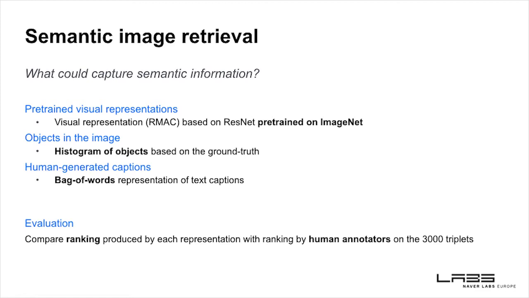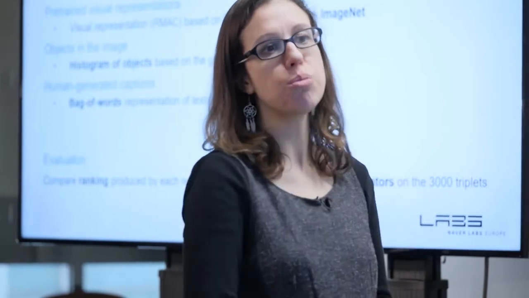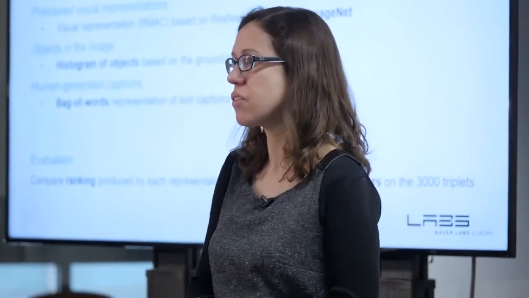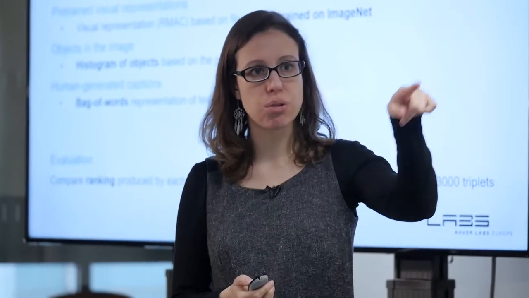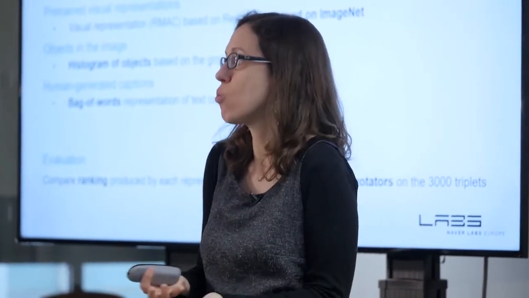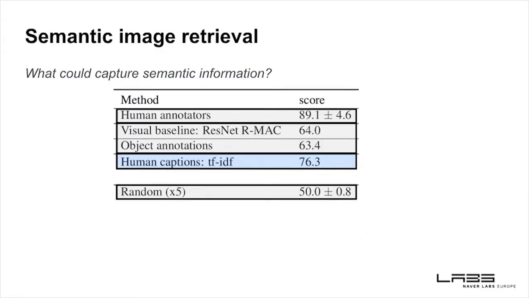For the evaluation, we compare the ranking produced by each representation. Because we have this representation, we can compute similarity between them. And each of these representations can also choose one option in the triplets. So we let the algorithm choose. We compare to the choices of the human annotators on the 3,000 triplets, and we see how often they agree. If this representation agrees with the human annotators, it means it captures semantic similarity well. So let's look at the results.